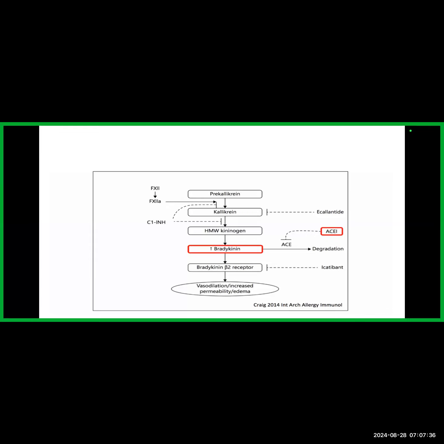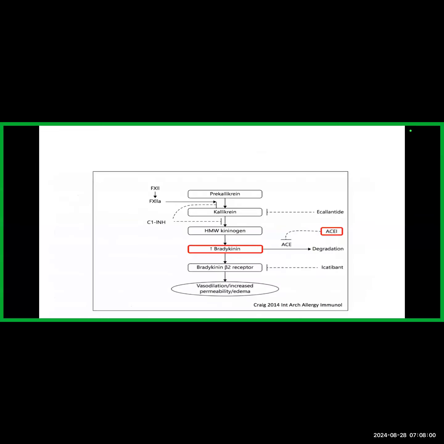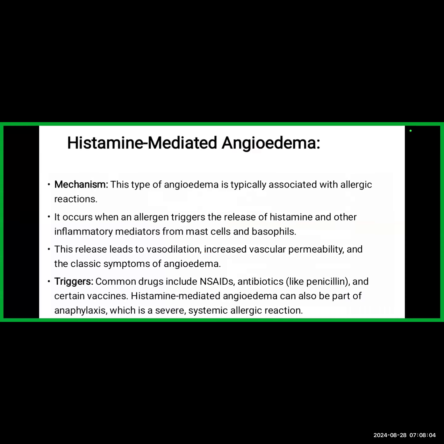So basically, you have a buildup of bradykinin, which, as I mentioned earlier, is a potent vasodilator like prostaglandins, and it then causes localized swelling. So that's what causes ACE inhibitor angioedema in some people. As you can see at the bottom, I wrote vasodilatation, increased permeability, and edema. Thank you. Next slide, please.